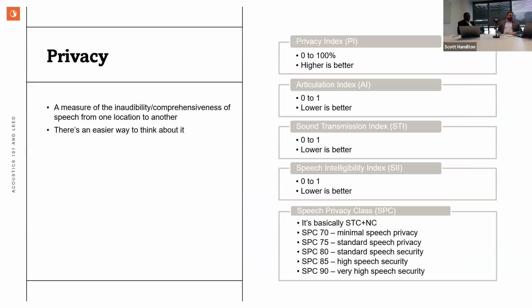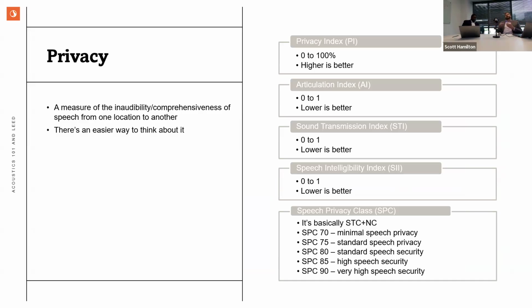The last concept is privacy. Again, as I was saying, we're trying to get to these end results. We can talk about STC ratings. We can talk about background sound. We can talk about reverberation time. But at the end of the day, it's about that experience. And privacy is that end-all be-all of, can I hear something between another room?